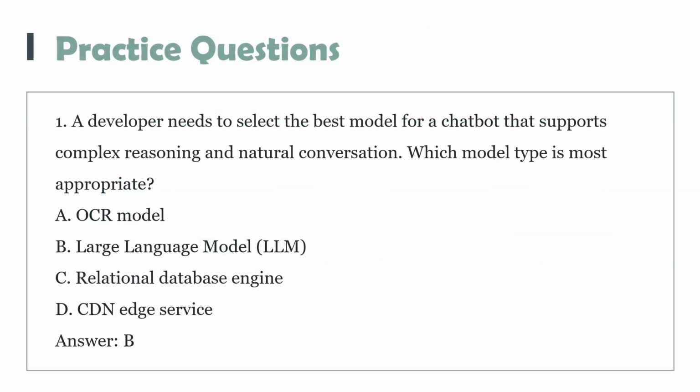1. A developer needs to select the best model for a chatbot that supports complex reasoning and natural conversation. Which model type is most appropriate? A. OCR model. B. Large language model, LLM. C. Relational database engine. D. CDN edge service. Answer: B.